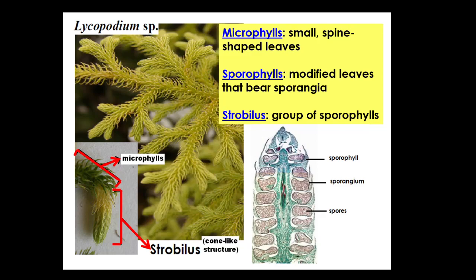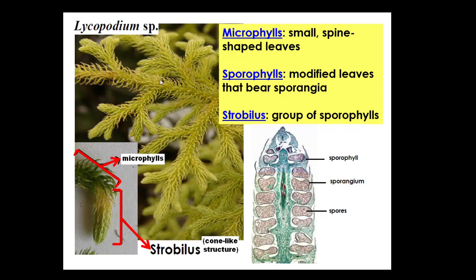Sporophylls are modified leaves that bear sporangia. Okay? Sporophylls are modified microphylls that have sporangia. Sporangia, the part that will produce spores. And strobilus is when you arrange a group of sporophylls. Strobilus will form a cone-like structure like this.